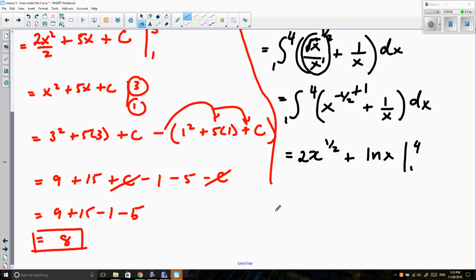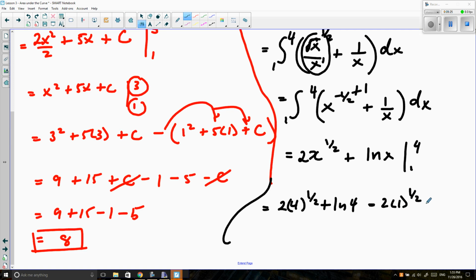Okay, so now we just put in our values. So we always start by putting in our upper limit, which is 4. So 2 times 4 to the power 1/2 plus the ln of 4. Then we're going to subtract the integral when you evaluate at 1. So we have 2 times 1 to the power 1/2. And then we're going to minus positive ln of x, which just ends up being a minus of ln of 1. And we can actually simplify this. So what we get here is 2 times 4 to the power 1/2 is really 2 times 2, which is 4.